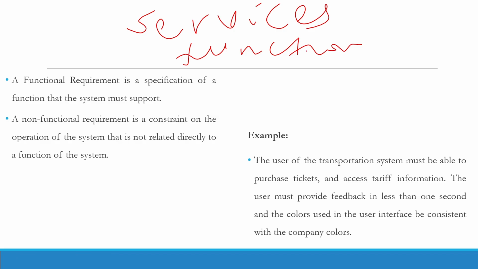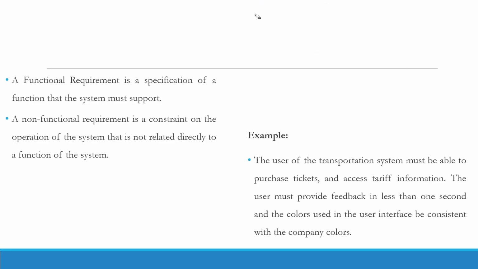For example, let's see a fragment of requirements. From these requirements, we are going to extract the functional as well as the non-functional requirements from this natural language narrative. So this narrative is related to a transportation system. According to this narration, let's say the user of the transportation system, so we have an actor, the user must be able to purchase a ticket. So this is a function.